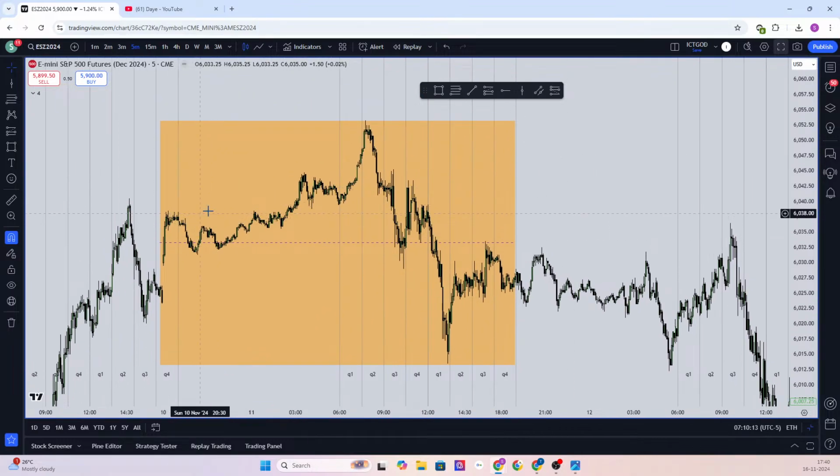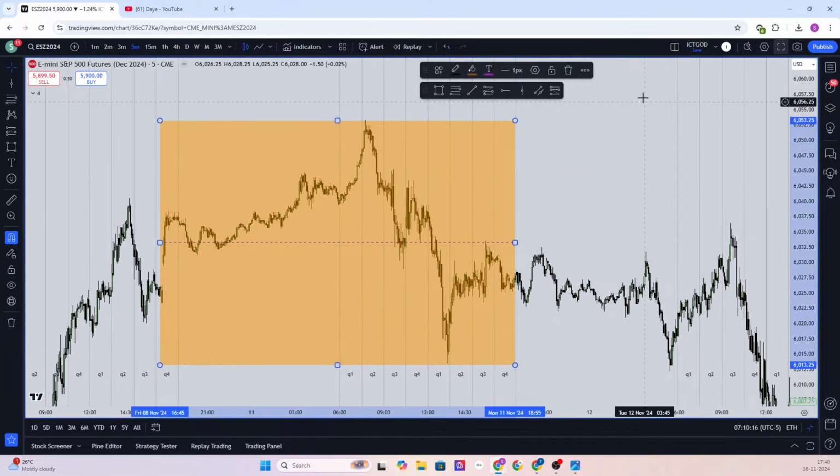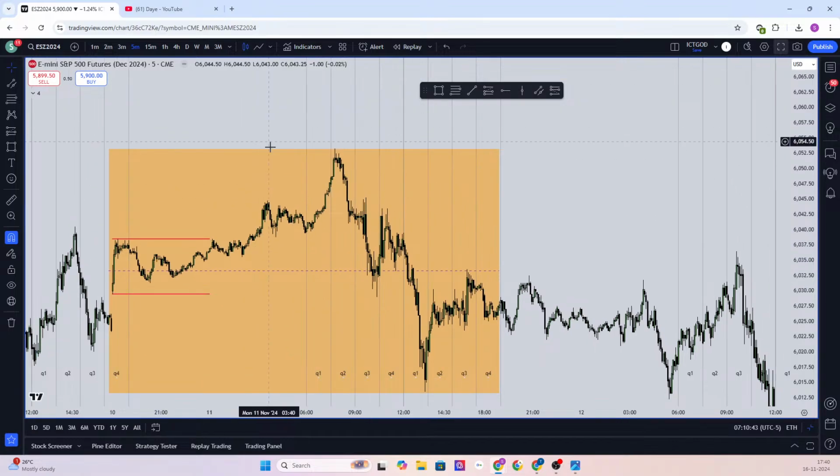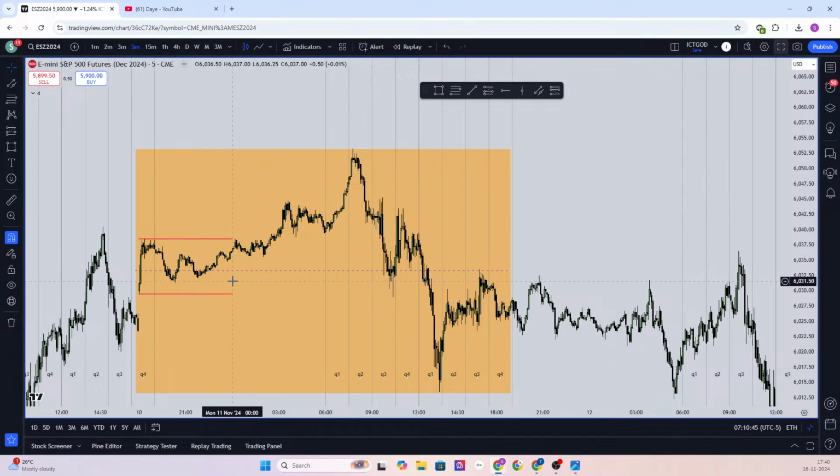if you see here, I think I'll just mark it with parallel lines. So if you see, this was the start. So this was the accumulation. The Asian session was accumulation. So once that happened, the London session started.